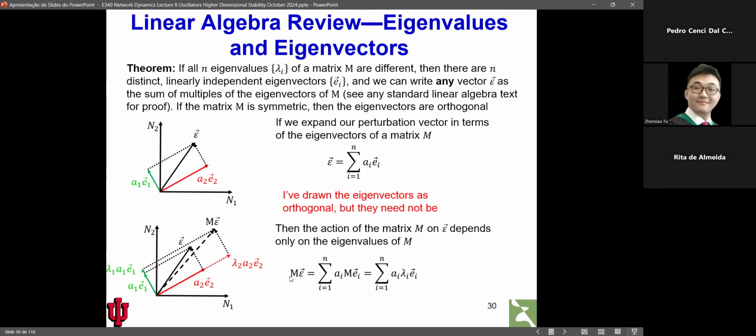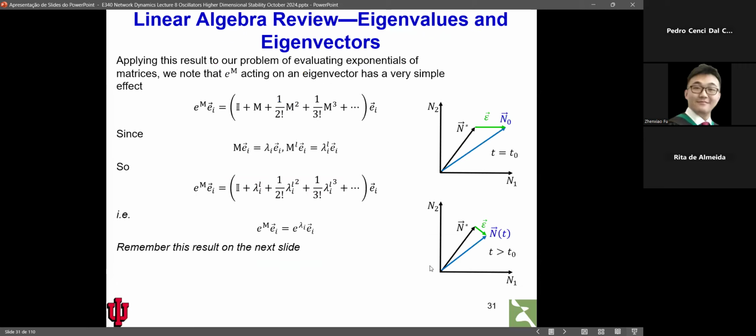Then, if I apply the matrix M over epsilon like that, I can put M inside the sum, right? And then when I calculate here, we have lambda I, EI, and now these are only numbers. They are not matrices anymore. Okay. I'm sorry.